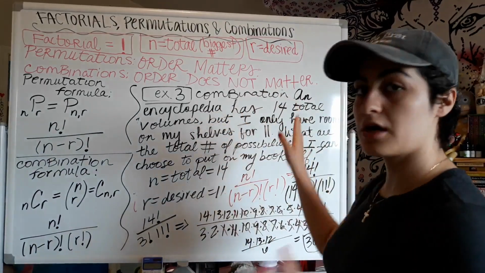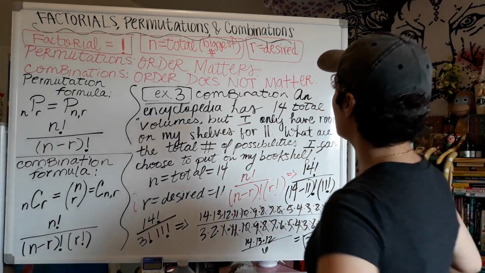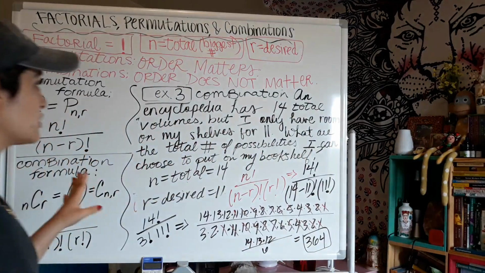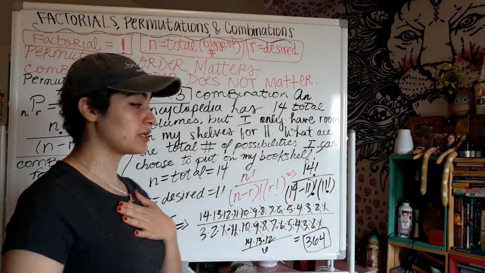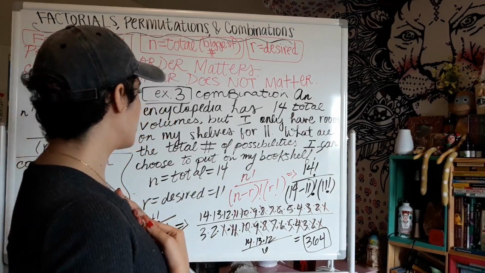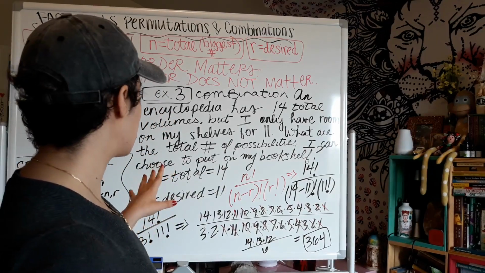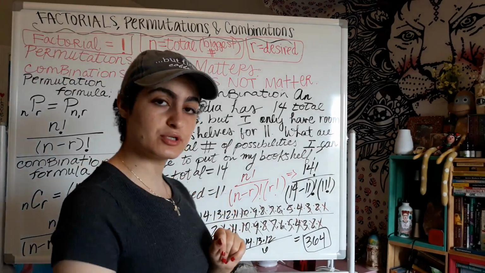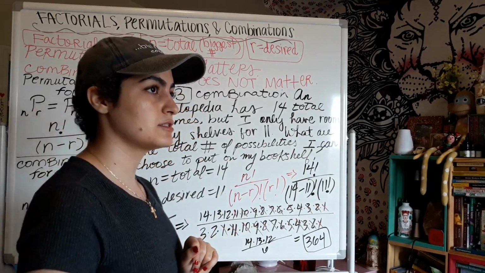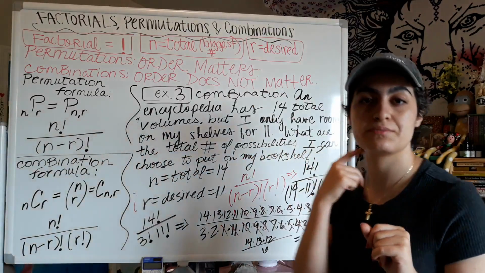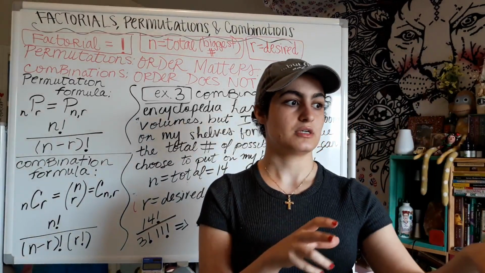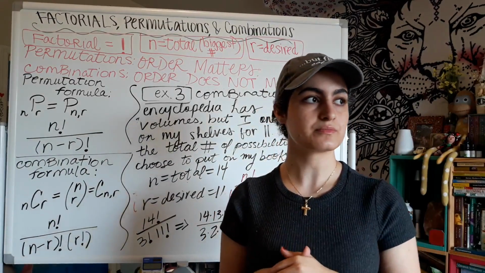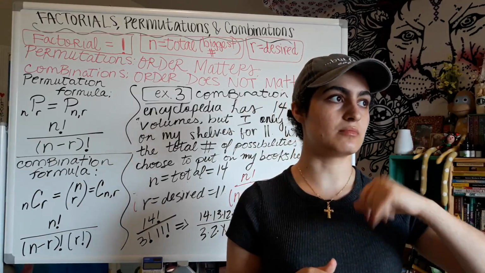Example 3, this is a combination example. An encyclopedia has 14 total volumes, but I only have room on my shelves for 11. What are the total number of possibilities I can choose to put on my bookshelf? It's a combination because order does not matter in this case. I just need to choose any 11 to put on my shelf.